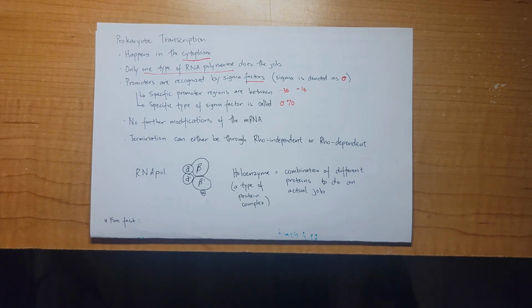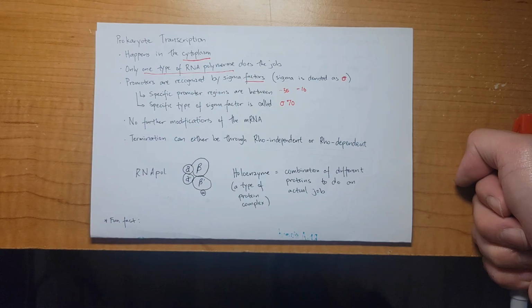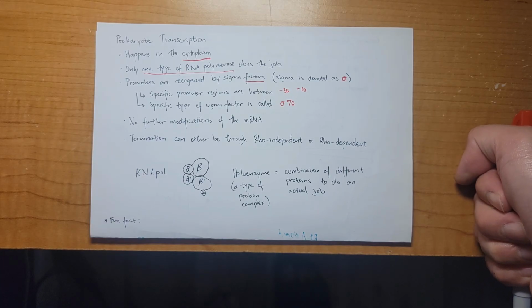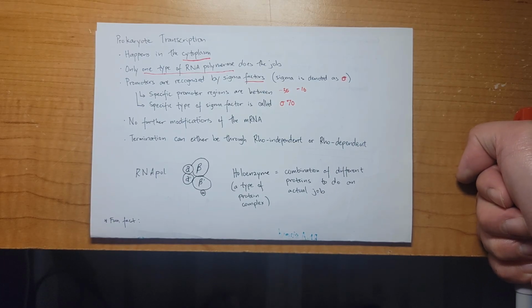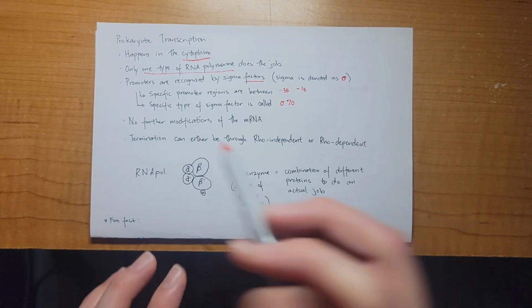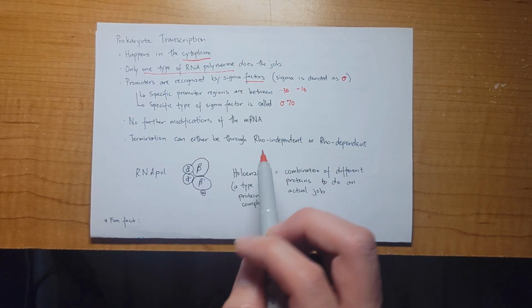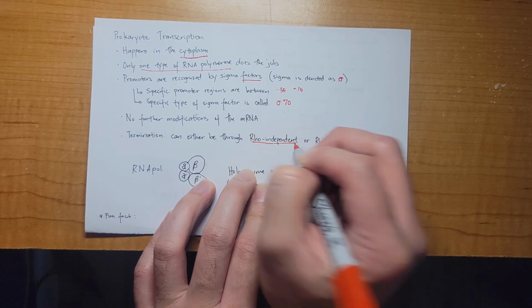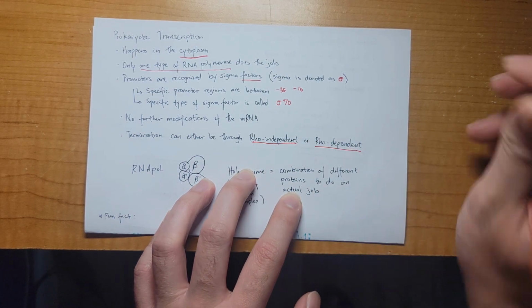Now, after transcription, there are no further modifications, unlike eukaryotic transcription, which, if you remember from your class or lesson, has modifications like 5' capping, poly-A tailing, or splicing. For prokaryotes like bacteria, there are no further modifications of the mRNA. And now, termination can be either rho independent or rho dependent.